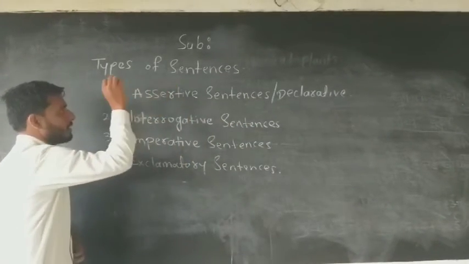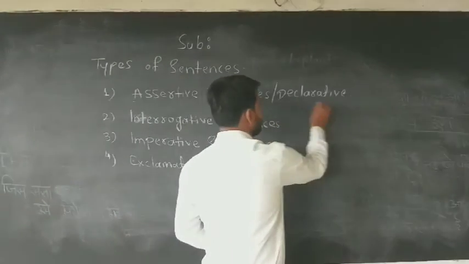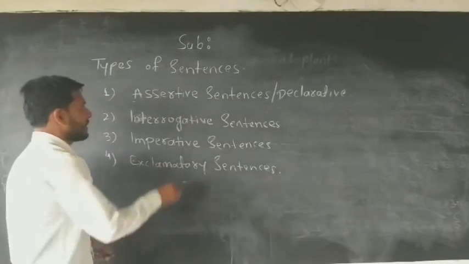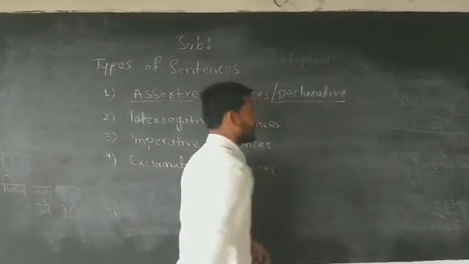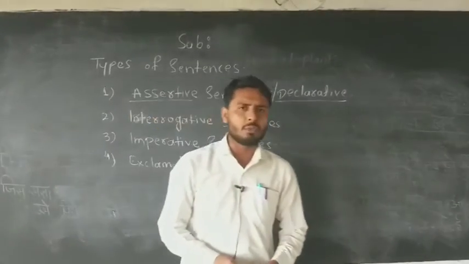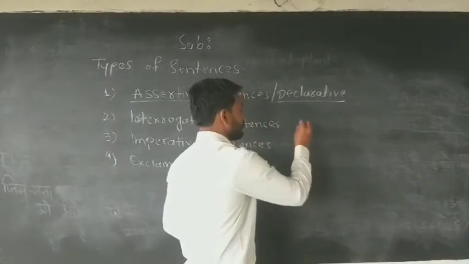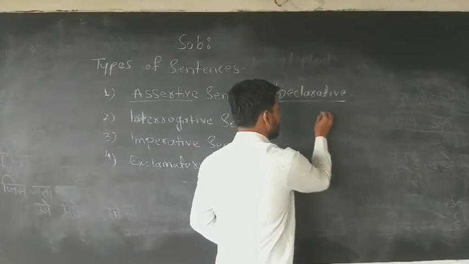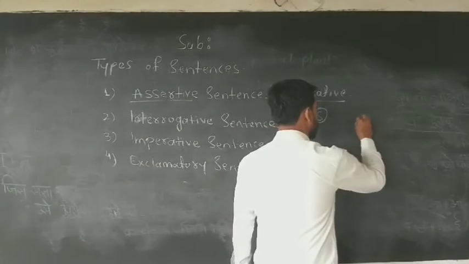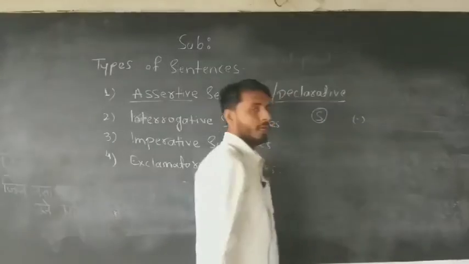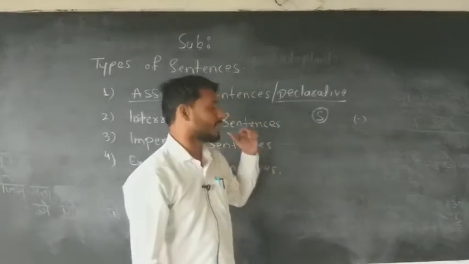The first type of sentence is the assertive sentence. It's also called the declarative sentence. So instead of assertive we can also say declarative sentence. It is a very easy formula for understanding the declarative sentence. In an assertive sentence, the sentence starts with the subject, the name of the subject, and these types of sentence end with a full stop. If you are using a full stop at the end of the sentence, you are using an assertive sentence.